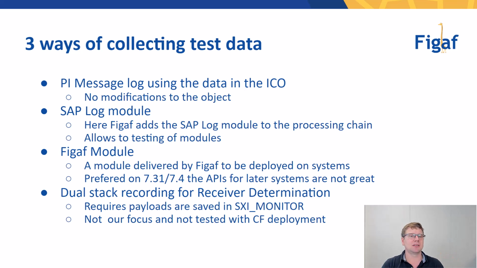So the PI message log, this is where we're using the data that is saved in the ICO. So using the data from the persistency of the ICO. Then we have an SAP log module option. This is if you want to use modules that will be added to the processing chain. This could be if you have iFlows or specific adapters in the modules, then you would need this set up.